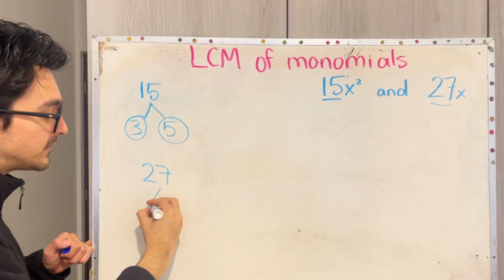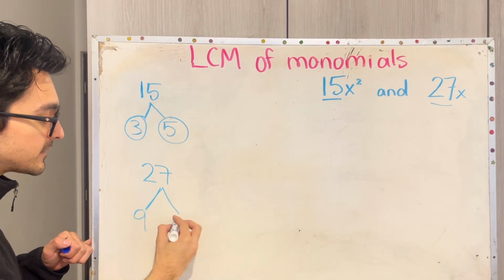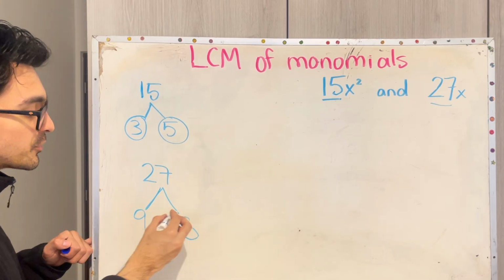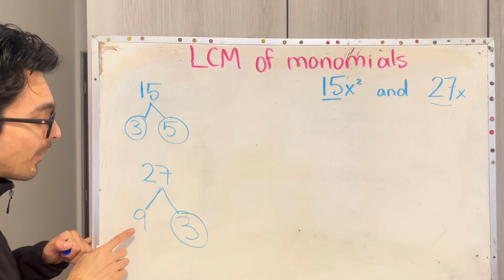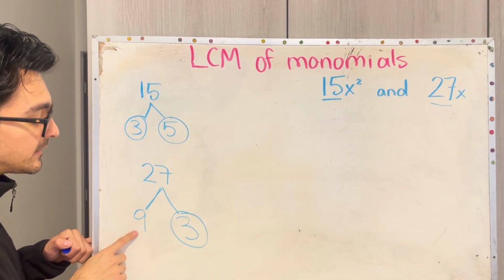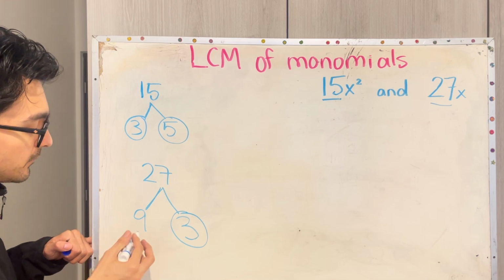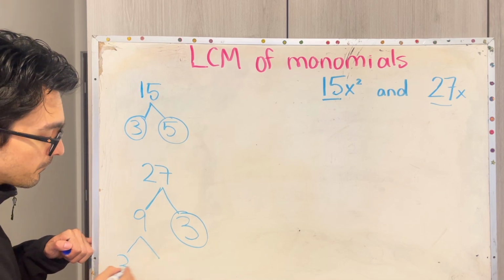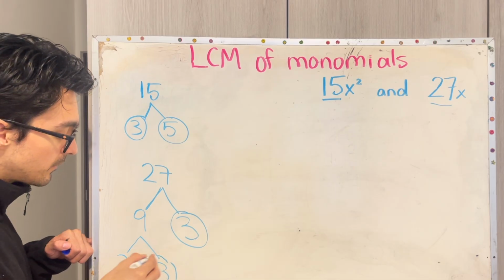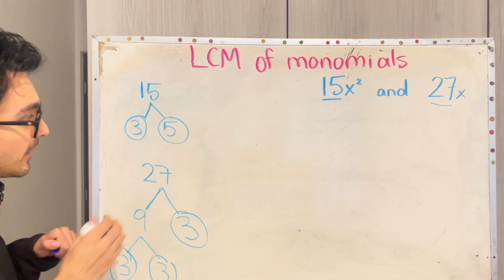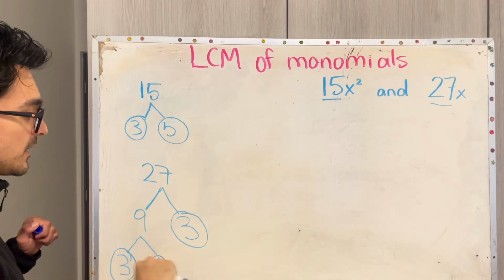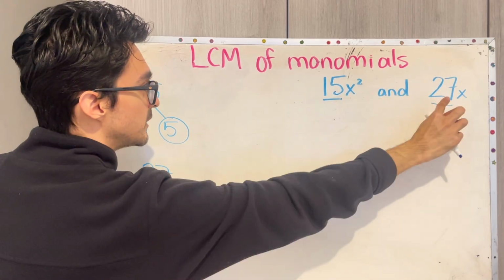In the case of 27, I know that 9 times 3 gives me 27. 3 is a prime number. However, in the case of 9, I can still find numbers that whenever I multiply them together result in 9. So that would be 3 times 3. And I finished my diagram. So now I have the prime factorization of the constants in these two terms.